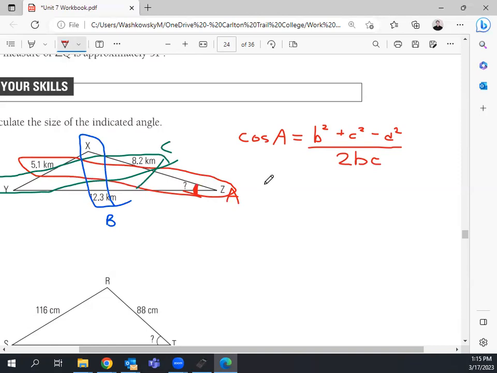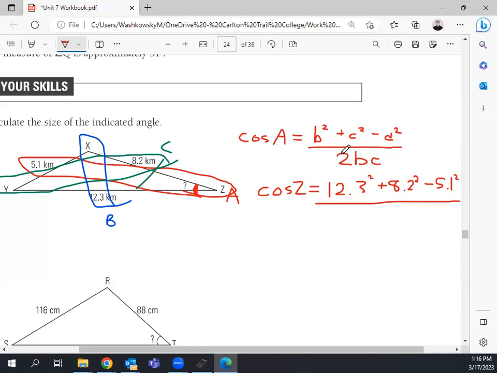Everything else doesn't matter. So now I'm just going to substitute my stuff in. So cosine of A. They put a little question mark here, but I'm going to put Z because that's the angle they're technically trying to find. That's where I'm getting Z from. It's equal to B squared, so B was 12.3 squared, plus C squared, which is 8.2 squared, minus A squared, which is 5.1 squared. And that's all divided by 2BC.